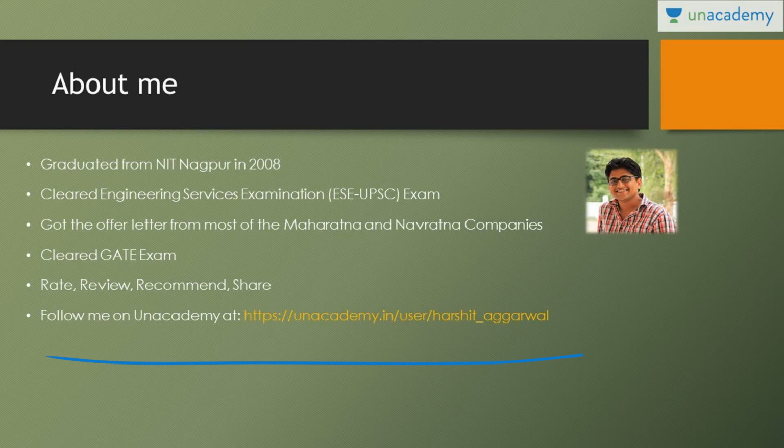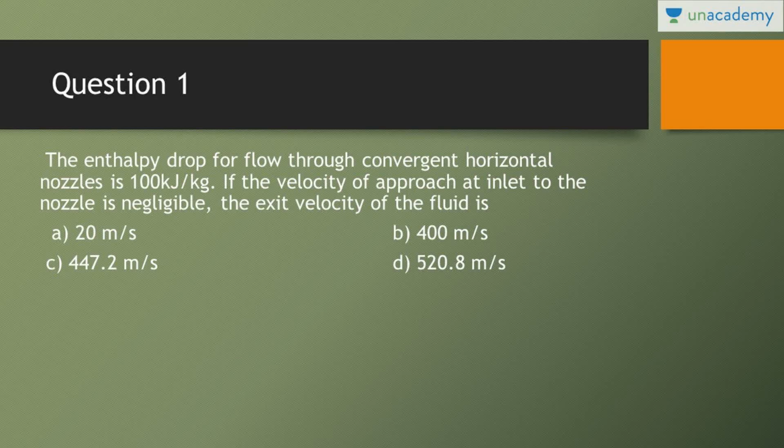So to start with, first of all, try to solve these problems on your own. To start with the very first question. The question says, the enthalpy drop for flow through a convergent horizontal nozzle is 100 kilojoule per kg. If the velocity of approach at inlet to the nozzle is negligible, that is C1 is equal to 0, the exit velocity of the fluid is?